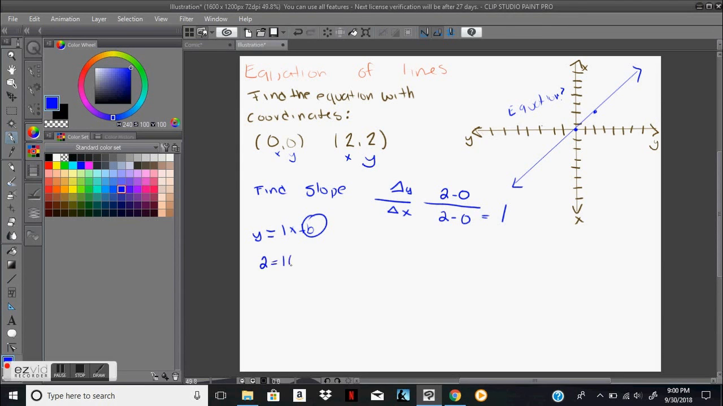The next step would be to find the y-intercept, which is b. Since we have coordinates, we just plug them into our equation, and we get 2 equals 2 plus b. Now we subtract 2 from both sides, and we get that 0 equals b. So 0 would be the y-intercept. Now we just need to label the equation, and that would be y equals x. Since the 1 is in front of the x, you don't need to put it, and 0 is the y-intercept, you don't need to put it either.